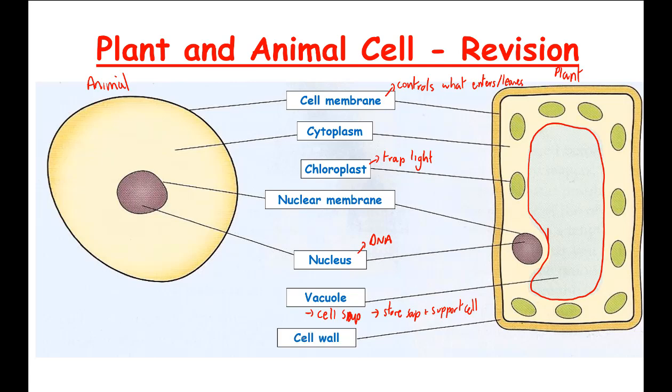And then lastly we have the cell wall, which is only found in plant cells, and again it supports the cell and really importantly stops the cell bursting if it takes in too much water.